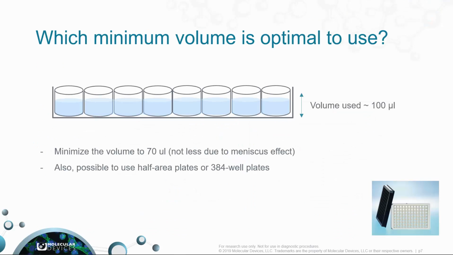Last but not least, the volume used also has a critical effect. When using a standard 96 well plate, no less than 70 microliter should be used due to possible meniscus effect. If you would like to use less volume, I highly recommend using half area plates or 384 well plates.